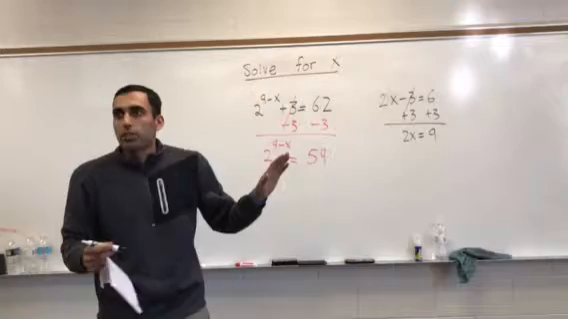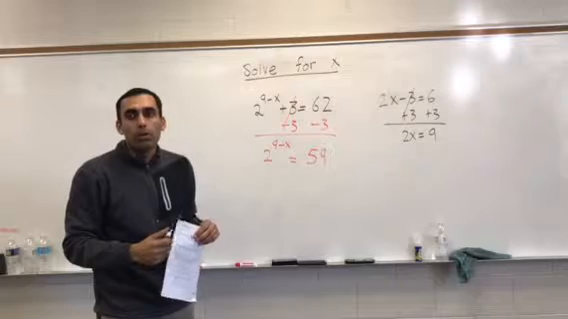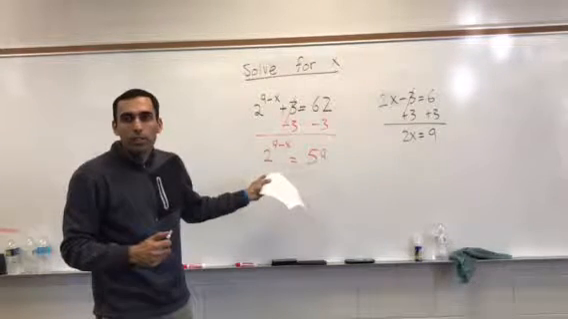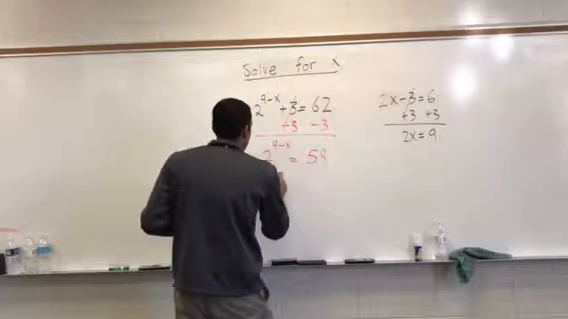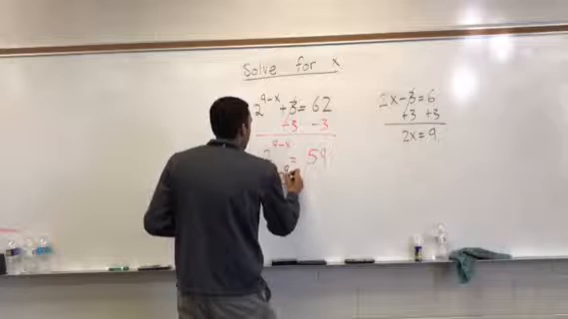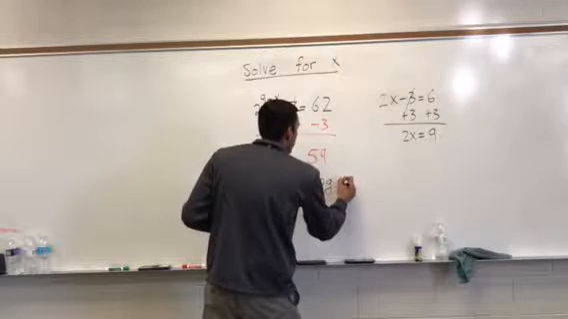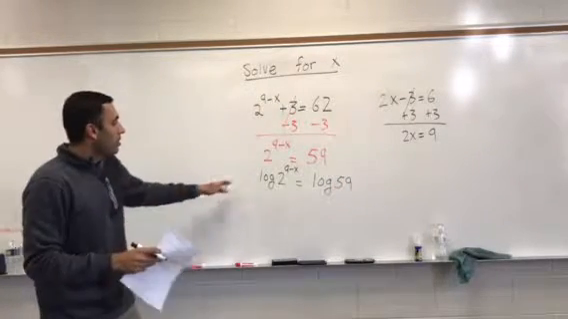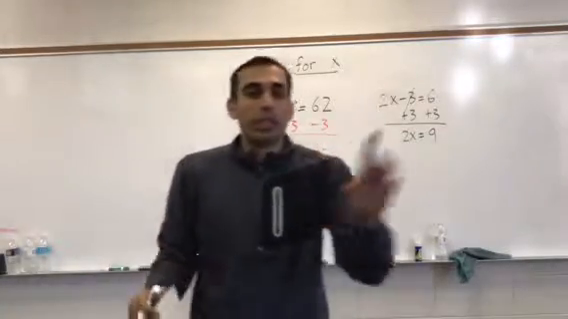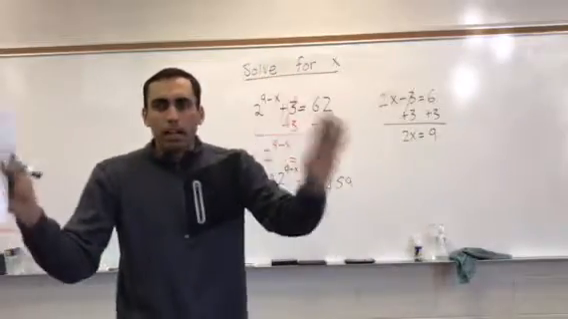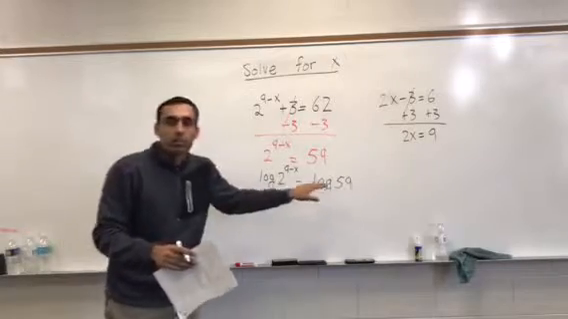So here, what we're going to do is, when in doubt, log out. Good. So you have log of 2 to the 9 minus x equals log 59. When you do a problem like this and you're logging, make sure you log both sides. You have to treat all sides equally. If you're logging one side, you have to log the other side as well.